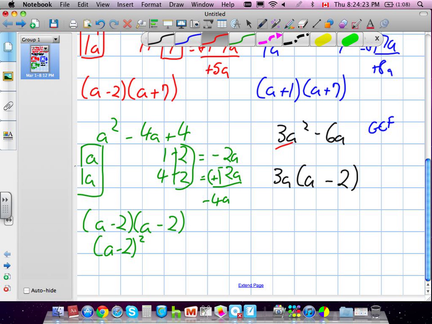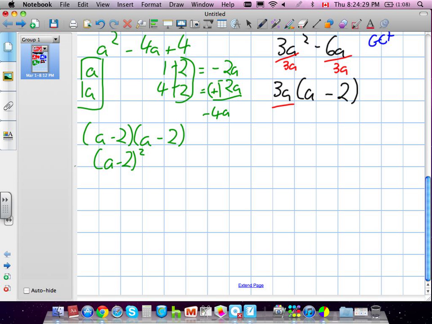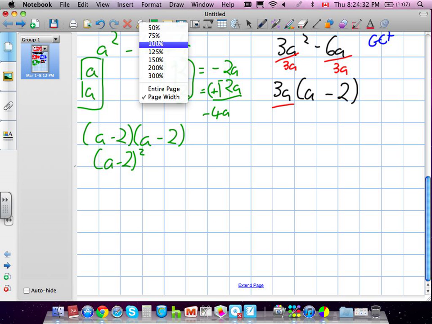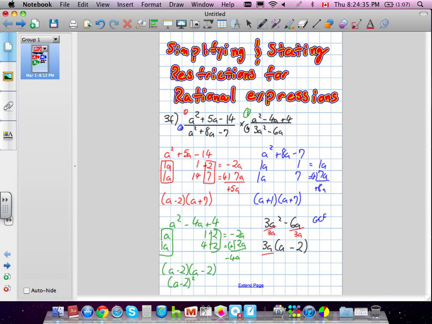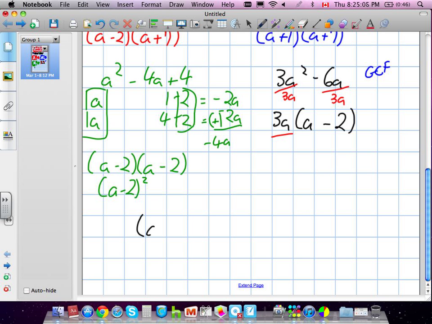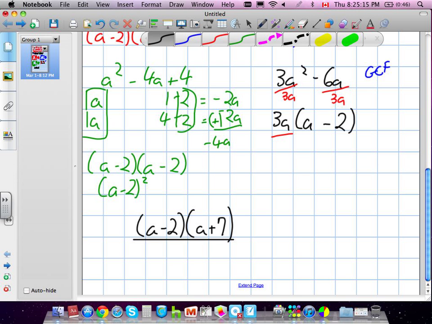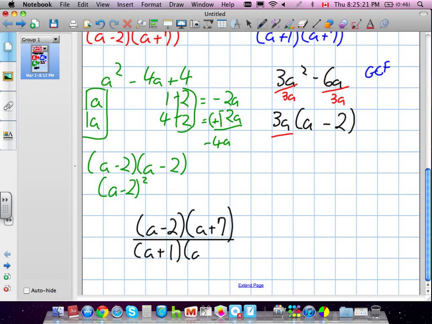So let's rewrite after all of that what we've done. I'm going to zoom out just a little. Okay, so when we rewrite this whole question, the first one we dealt with was what we did in red. So at the top we're going to have a minus 2, a plus 7, divided by the part we did in blue, which is a plus 1, a plus 7. It's multiplied by what we did in green on top, which is a minus 2 squared, which is then divided by what we did finally in black, which is 3a, a minus 2.